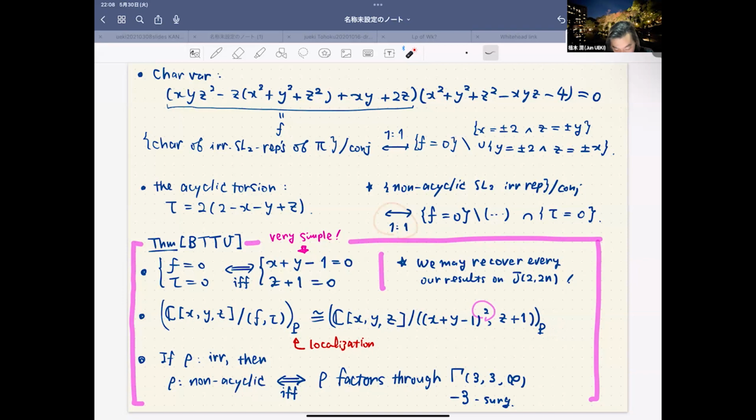Furthermore, we have that rho is non-acyclic if and only if this rho factors through a certain triangle group, the (3,3,infinity) group. This explains the -3 surgery theorem.